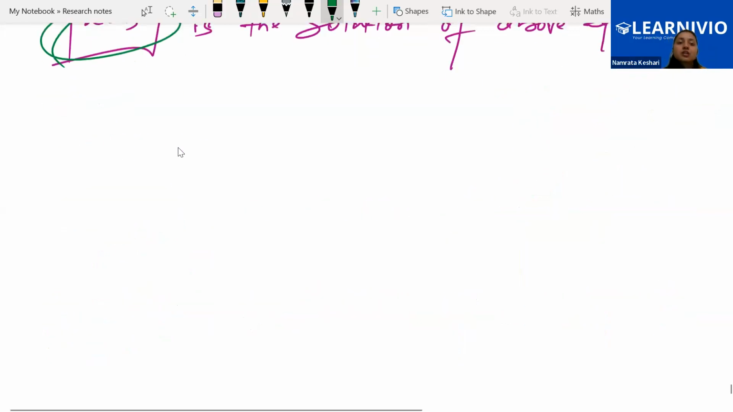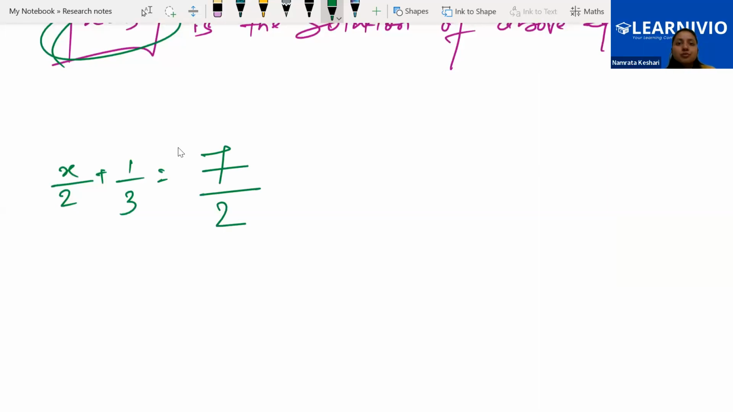Now when you have a fractional equation, let's say x by 2 plus 1 by 3 is equal to 7 by 2, this type of equation also you have solved and found the x value. After getting the x value, when we substitute it in this equation, just for rechecking, we will see that the left hand side and right hand side became the same. That is the meaning of solution of the equation. It will satisfy our equation, it will be valid for the given equation, it will make our left hand side and right hand side equal.